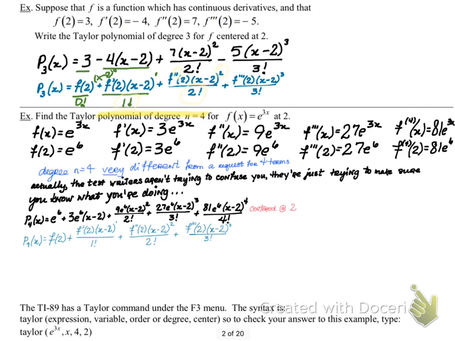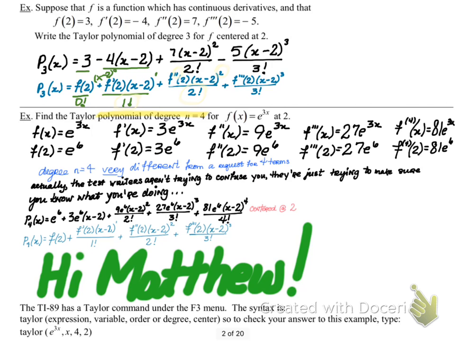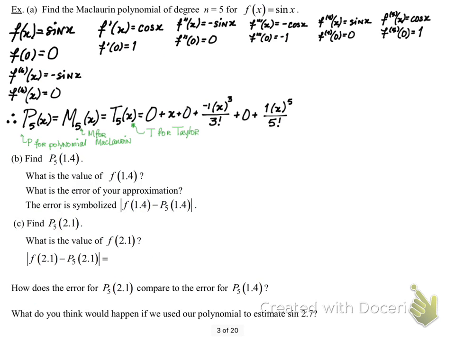And we don't need to simplify. You can generate your Maclaurin polynomial for degree n equals 5 for f of x equals sine x using that same formula, but I put a special note in here. Sometimes they will ask for p sub 5.